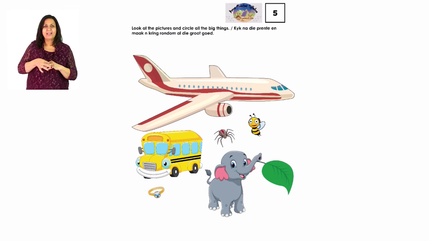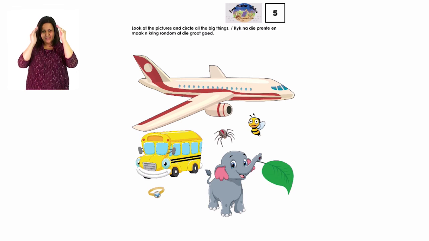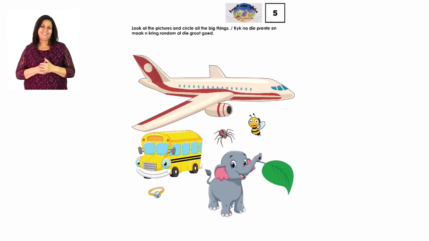What do we call that picture we see just below the bus? We call it a ring. Well done. I am glad you have been looking and pointing at all the pictures that we have on page 30. Now, we need to identify all the things that are big.